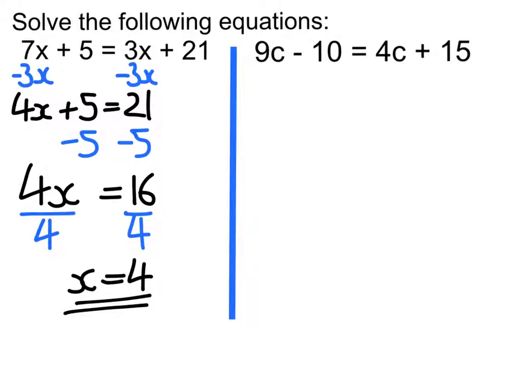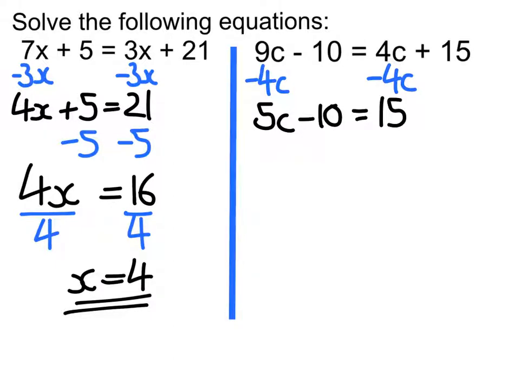Right, let's look at this second equation. So I want to get all the letter terms on one side, numbers on the other. So first I'm going to move the 4c. So we're going to take away 4c from both sides. This makes the left-hand side 9c, take away 4c is 5c, and the 10 is unaffected. 4c take away 4c, that cancelled, so I'm just left with 15.